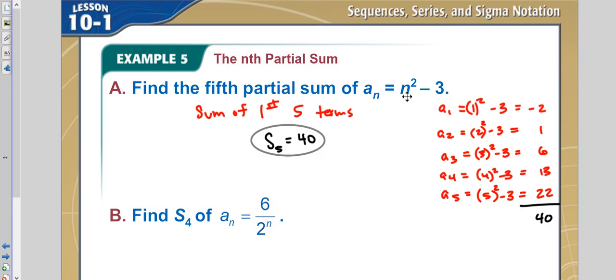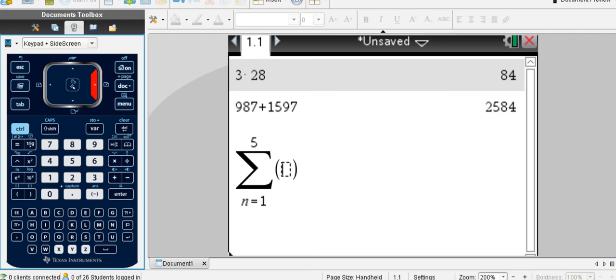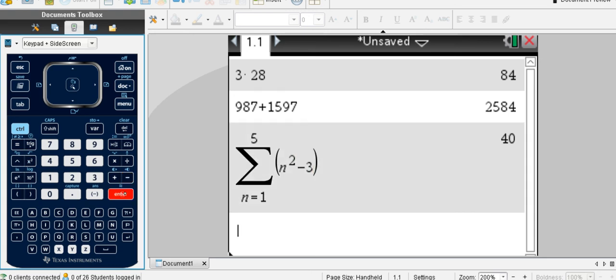You don't type in the a sub n. You just do what this equation is equal to. N squared minus 3. So I put that here. N squared minus 3. I press enter. It adds them together, and we get that value 40 that I was talking about.